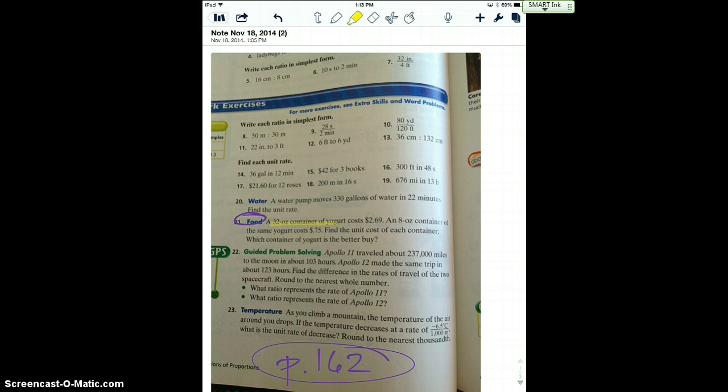A 32-ounce container of yogurt costs this much. That's a good price. An 8-ounce container of the same yogurt costs that much. 75 cents. Find the unit cost of each container that will then answer this question, which container of yogurt is the better buy? I always do this at the grocery store. I am always looking at the unit cost. That's going to tell me which item is the better buy. So let's try and figure this out here.